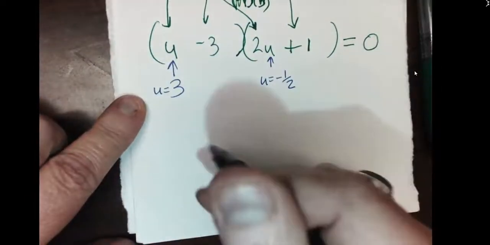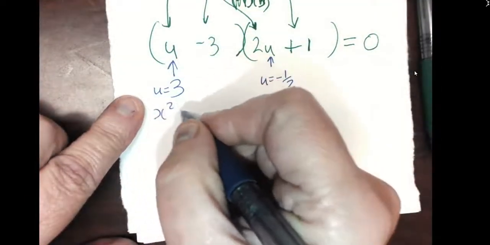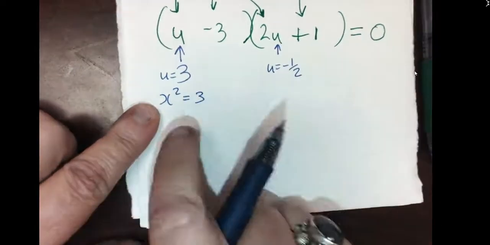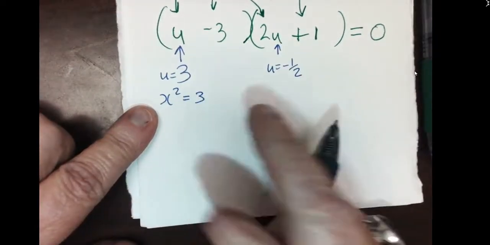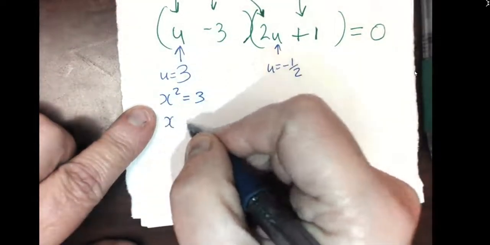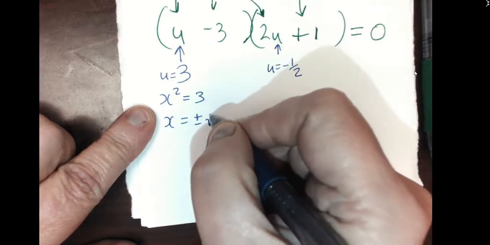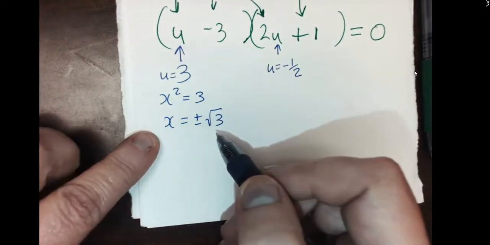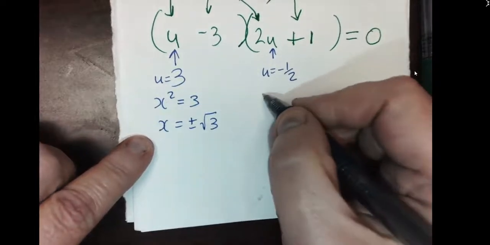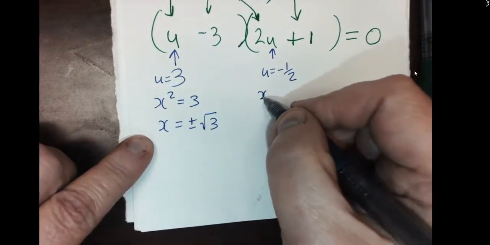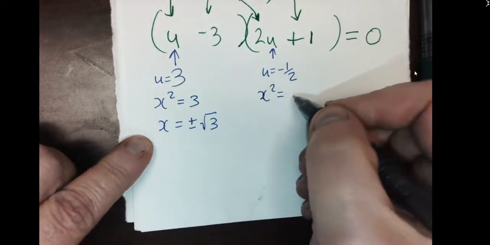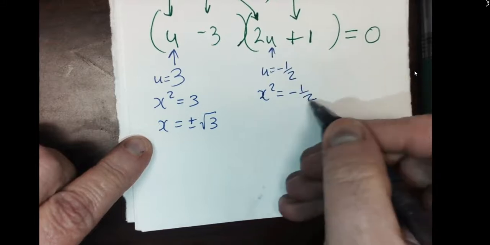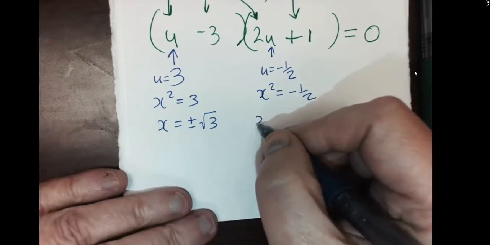Now, we had that u was equal to x squared. So what are the zeros? To solve this for x, I take square roots of both sides. And so x is plus or minus the square root of 3, that is a zero. And I take square roots of both sides.